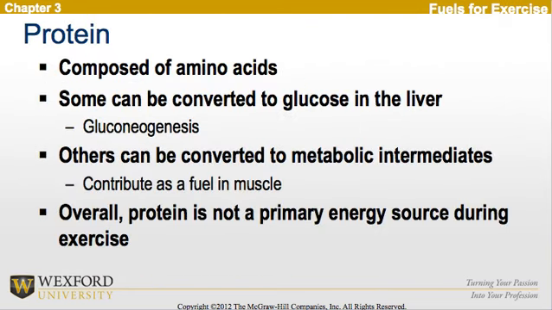Now finally, we will discuss proteins. Proteins are composed of amino acids. Some can be converted to glucose actually in the liver. This is referred to as gluconeogenesis. Others can be converted to metabolic intermediates, which can contribute as fuel in the muscle. Overall, though, protein is not a primary energy source during exercise.